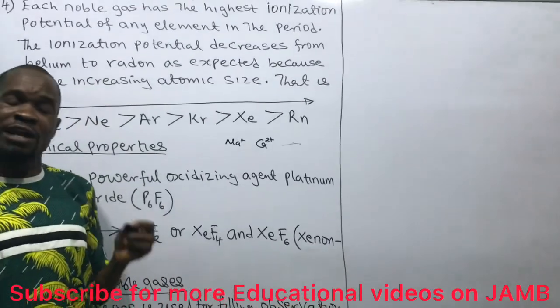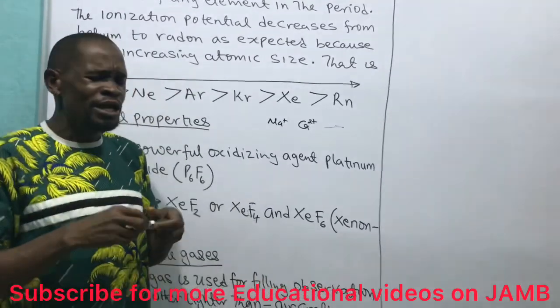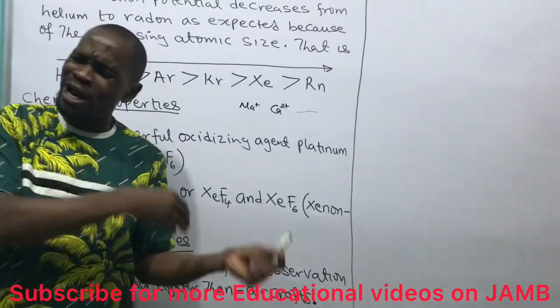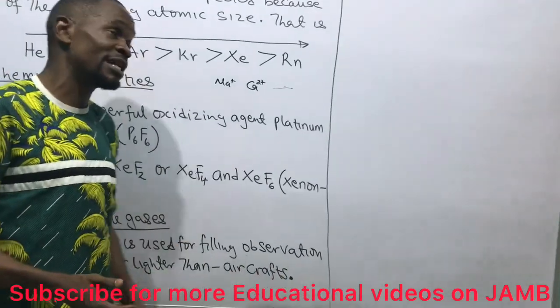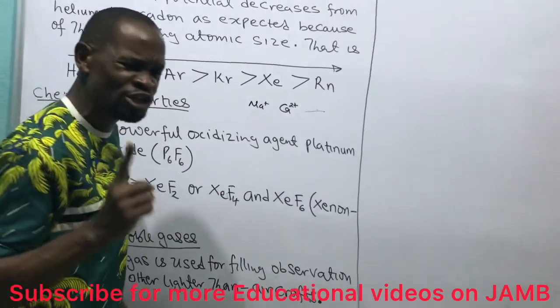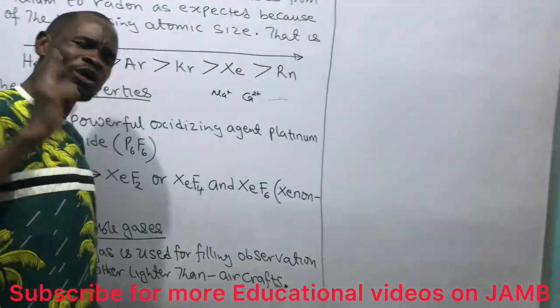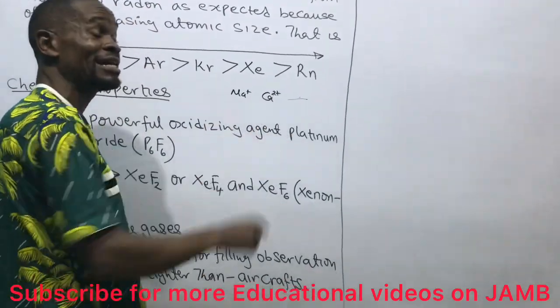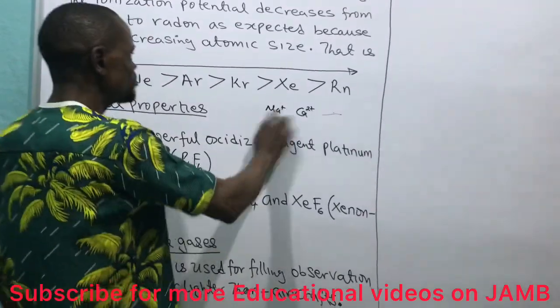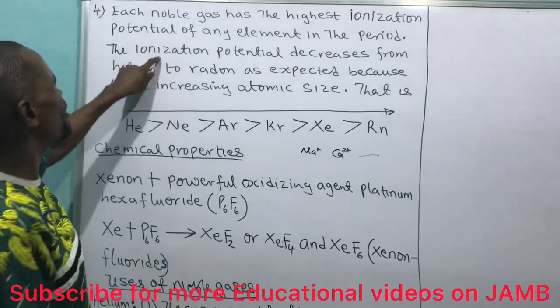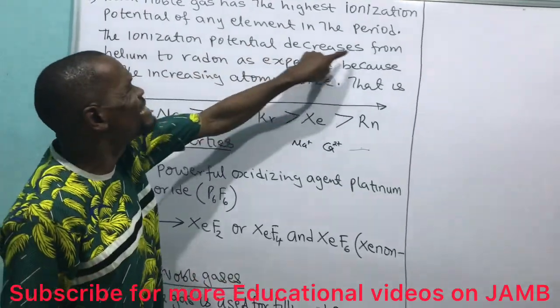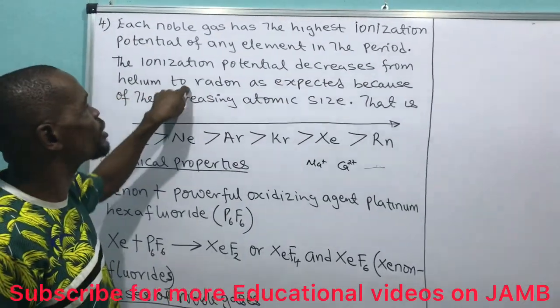Just like when you beg your friend for something for the first time, he will give you freely because you are friends. If you come the second time, he's going to question you: what of the one I gave you before, where do you keep it? That is what I'm saying now. So we say the first ionization energy is always less than the second ionization energy of a metallic element. Then we go back to say what they said here: the ionization potential decreased from helium to radium.